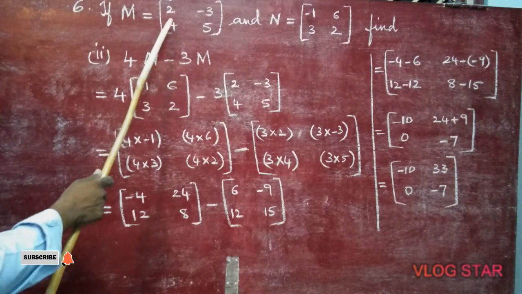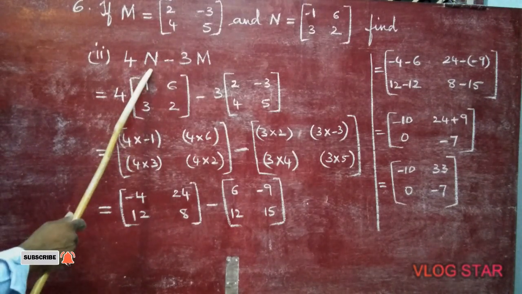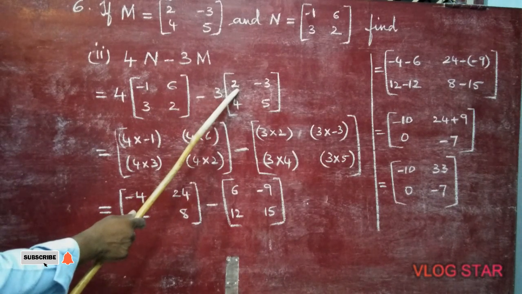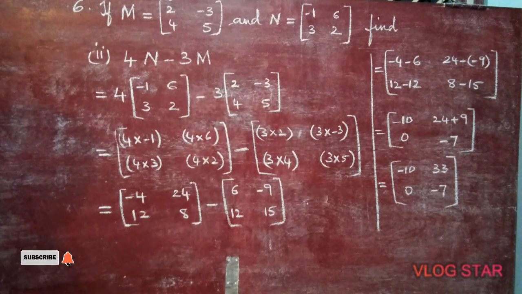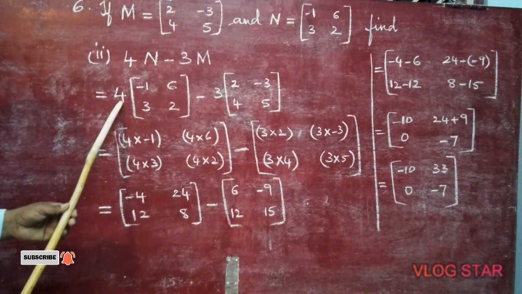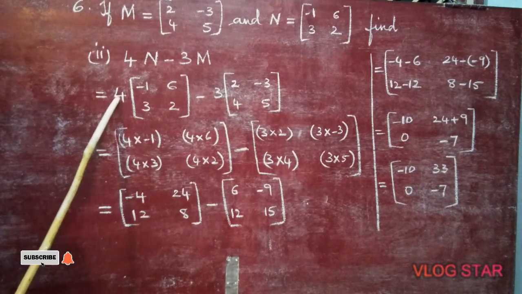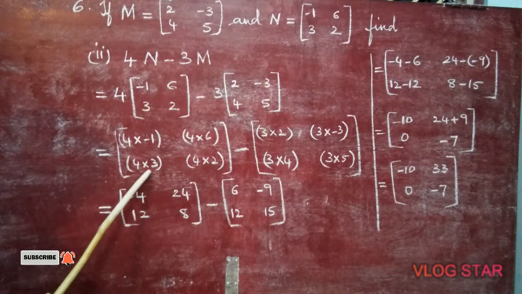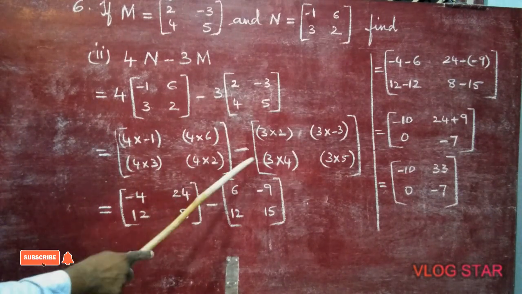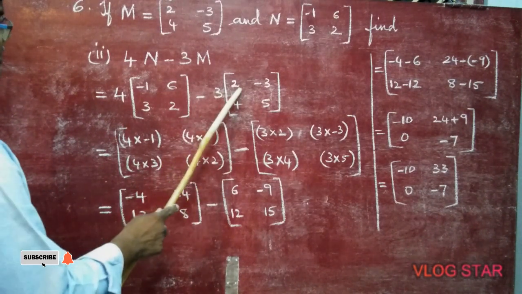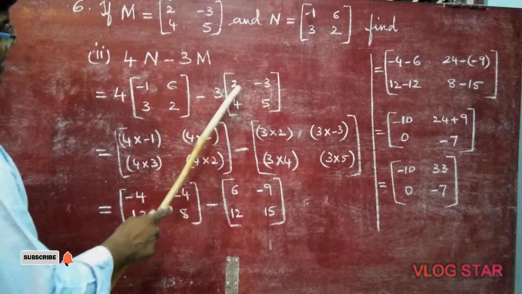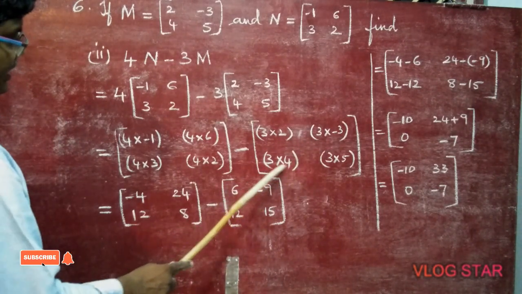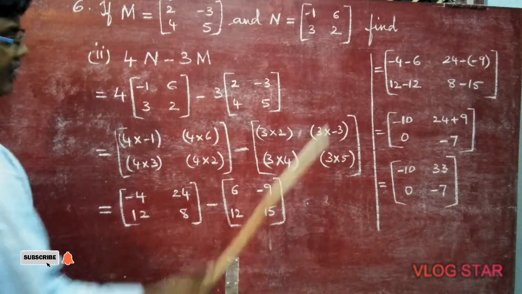See properly. Sometimes you may make a mistake. You may write the M matrix in the N place. Only the N matrix you have to write. Minus 3 into, now the M matrix 2 minus 3 4 5. Now you are multiplying each element with 4: 4 into minus 1, 4 into 6, 4 into 3, 4 into 2. Minus is there? Minus 3 with each element: 3 into 2, 3 into minus 3, 3 into 4, 3 into 5.